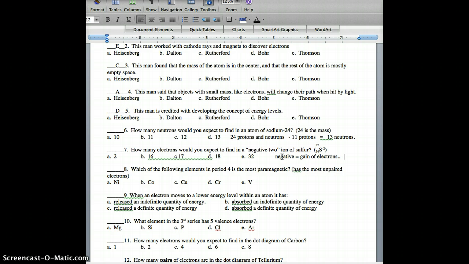So the correct answer would be 18, because sulfur normally has 16 electrons, and if you gain 2 to get a -2 charge, you'll have 18. Okay, paramagnetic means it has the most unpaired electrons.